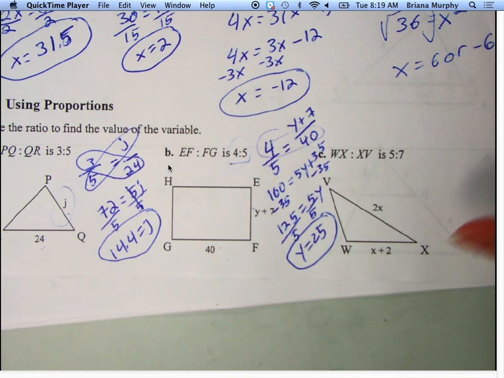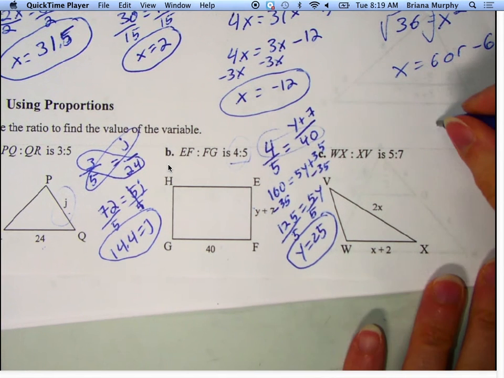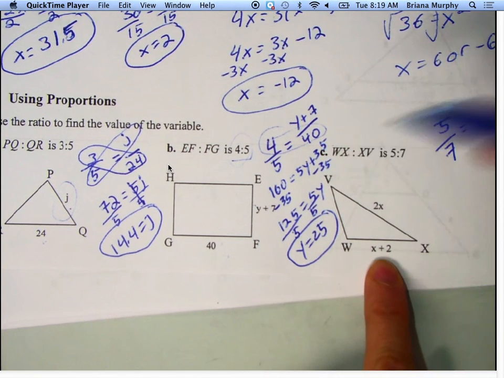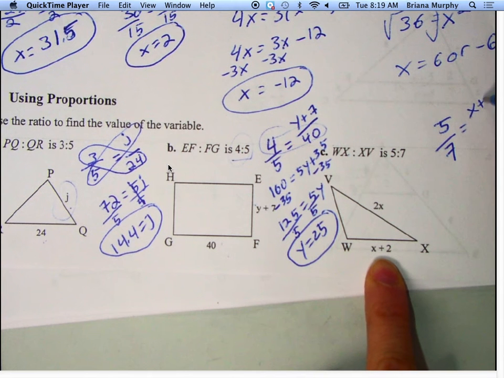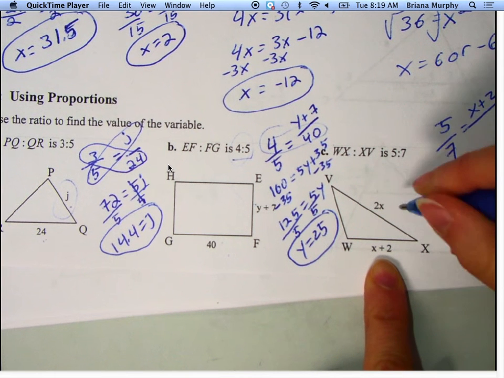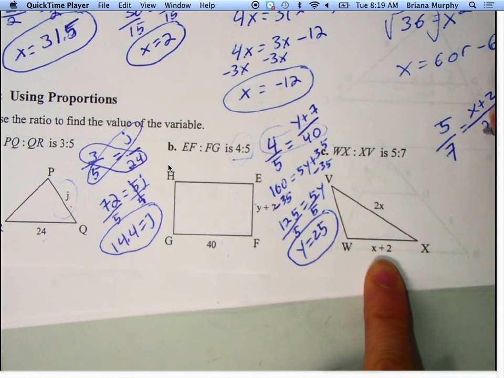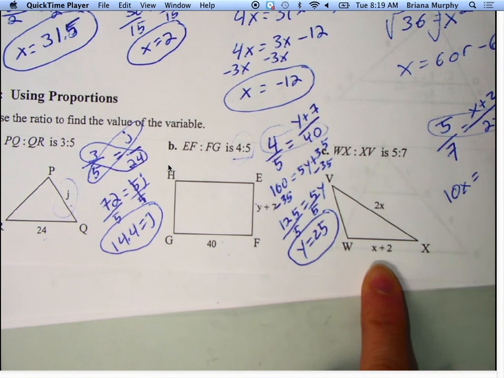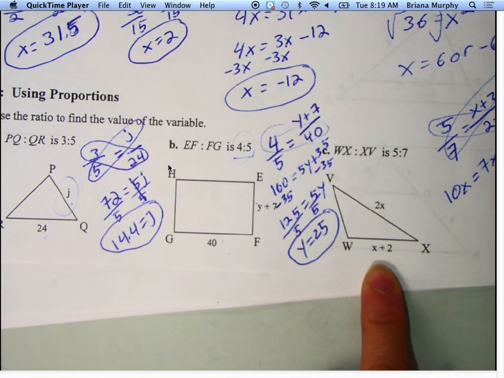Okay. Last one, guys. I've got 5/7. WX goes on top, so that's x plus 2. XV goes on the bottom, so that's 2x. So I cross multiply. 5 times 2x is 10x. 7 times x plus 2 is 7x plus 14.